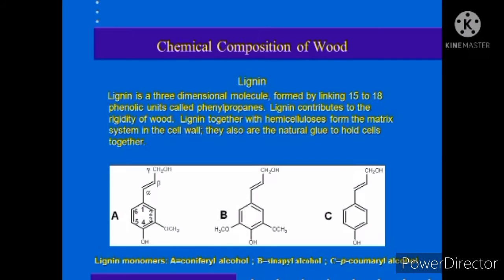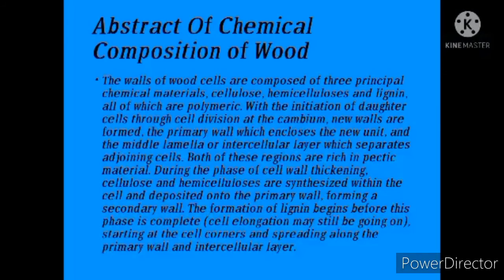Lignin is a three-dimensional molecule formed by linking 15 to 18 phenolic units called phenylpropanes. Lignin contributes to the rigidity of wood. Lignin, together with the hemicelluloses, forms the matrix system in the cell wall. They also are the natural glue that holds cells together. Next is the abstract of the chemical composition of wood.